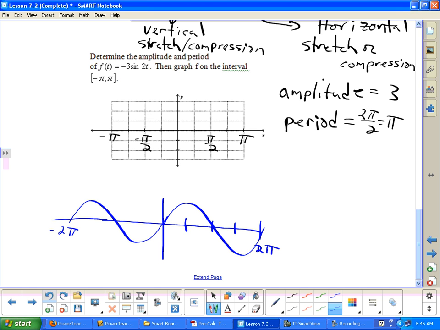Okay, here's our normal graph of sine. I wrote it up here on the board. There's a normal graph for sine. At 0, what's the sine of 0? 0. And if I multiply 0 times -3, what do I get? 0. So at the origin here, we still have 0.